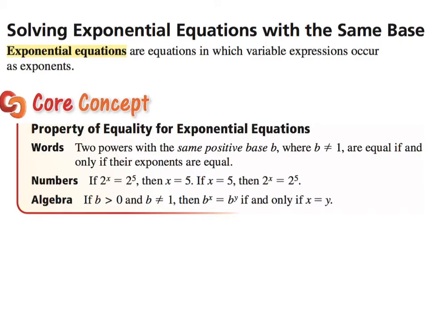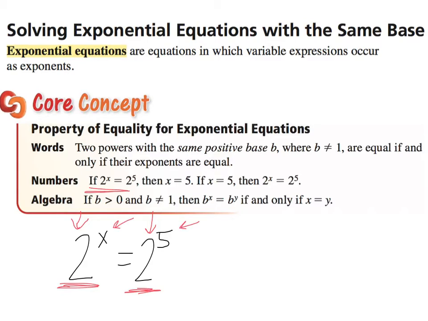So here's what it looks like. You're like, I have no clue what that means. You'll notice here, and I'll rewrite it and point to what I'm talking about, this right here is your base. A base of 2, a base of 2. They're the exact same base. So if you have the same base, then your exponents are equal. In this case, if 2 to the x power equals 2 to the 5th power, then x just equals 5. So if x equals 5, then 2 to the x equals 2 to the 5th.